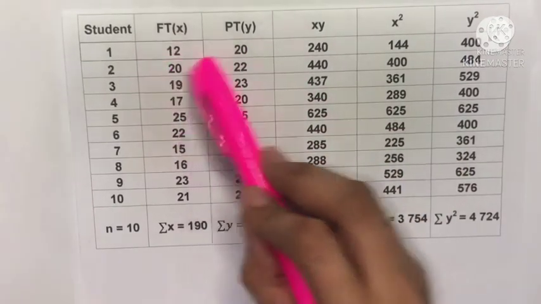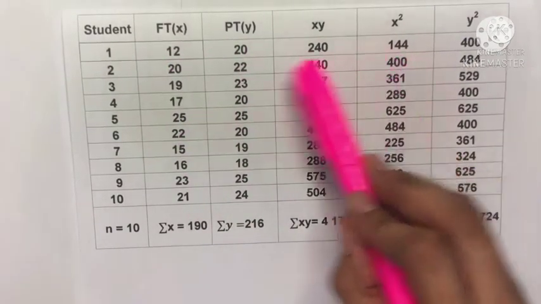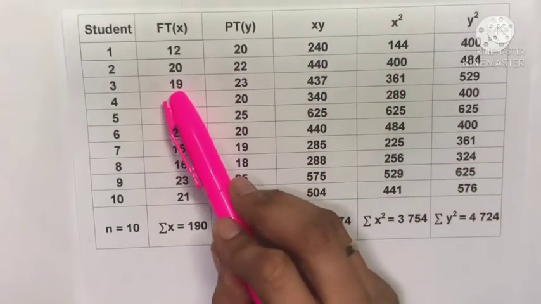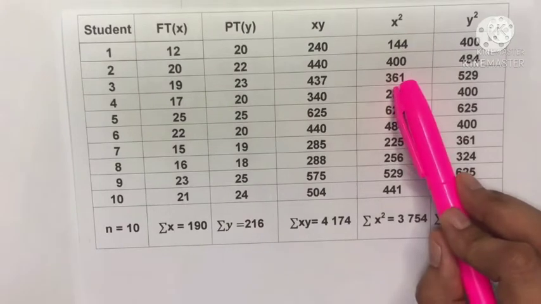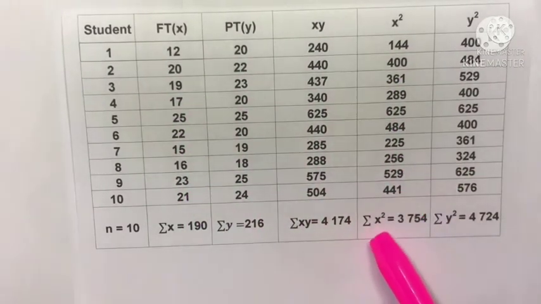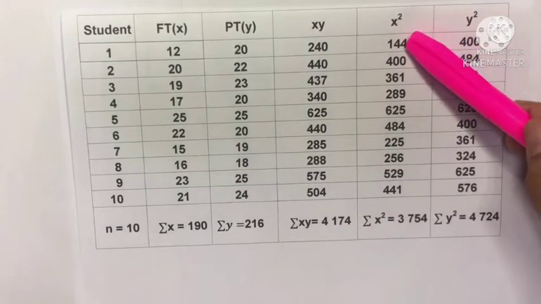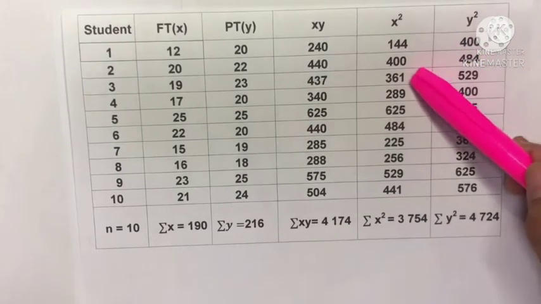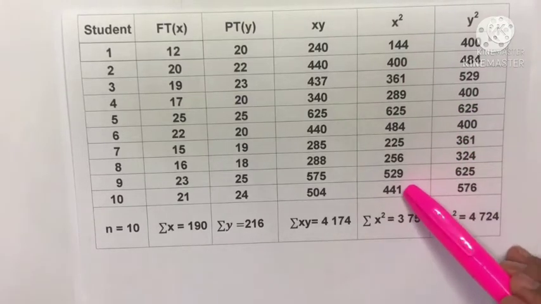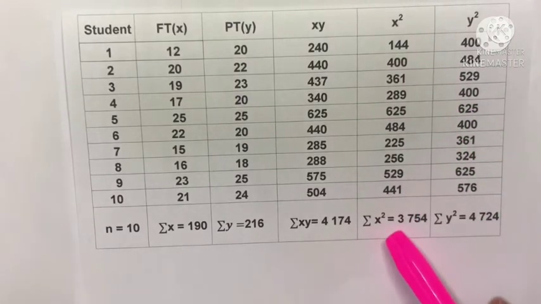For x squared, we will multiply 12 by itself. 12 times 12 is 144. 20 times 20 is equal to 400. 19 times 19 is 361, and so on. To get the summation of x squared, you will just add 144 plus 400 plus 361 plus 289 up to 441. So summation of x squared is equal to 3,754.